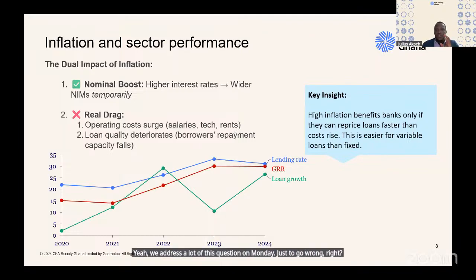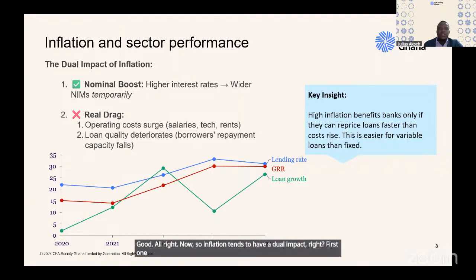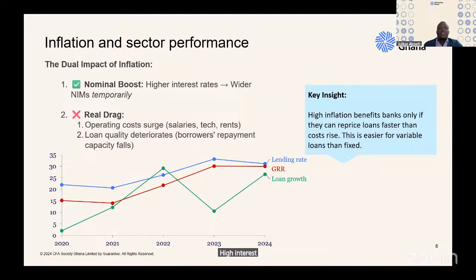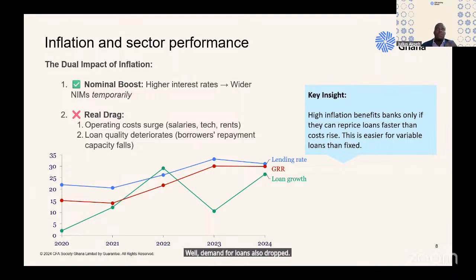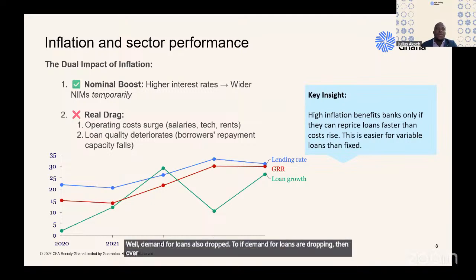All right. So inflation tends to have a dual impact. First one is higher interest rates. High inflation may make the central bank want to control it and increase the interest rate, and the GRR and all that get affected. I stated earlier that a high interest rate will mean a wider net interest margin, the NIM, temporarily. I mentioned that it happens in the short term because the variable loans get repriced. But demand for loans also drops, so over time you have the NIM contracting.